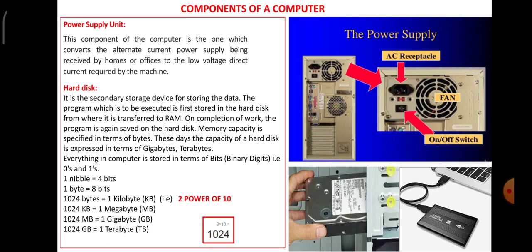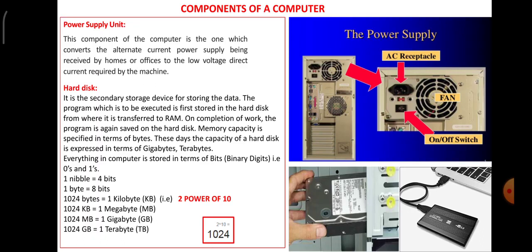Components of a computer. The main thing is the power supply unit. As you can see on the right hand side, the power supply is clearly given. A fan is given because the electronic material kept inside generates excess heat, so the fan is very important to keep it cool. An on-off switch is clearly given to you, and the 3-pin plug, that is the AC receptacle. The 3-pin plug is very important. Through that, power goes in.